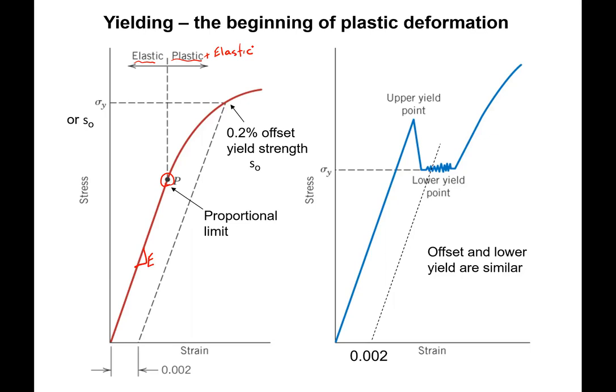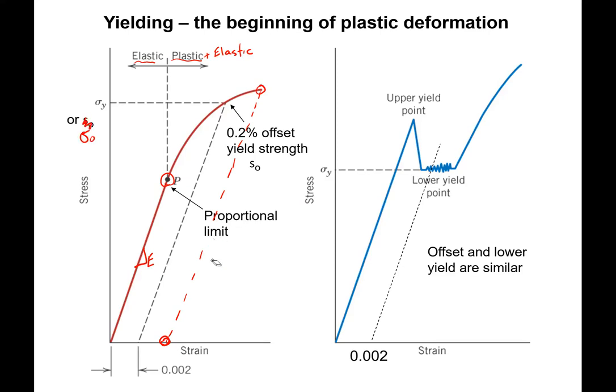But if we were to unload in this region, we would get back the elastic piece. If we were, for example, to stop here and we were to unload, this unloading would follow the slope of the elastic modulus. But notice we no longer return back to 0, but in fact we have an offset in the strain. That's our permanent deformation, our permanent increase in length of our sample.